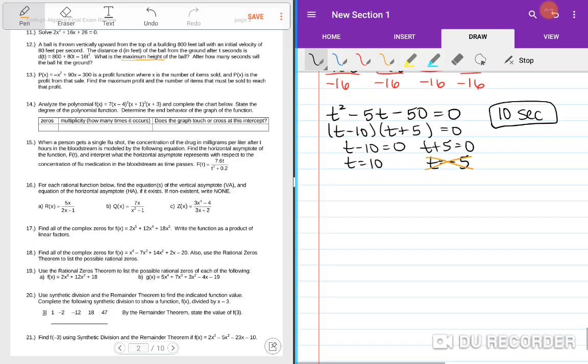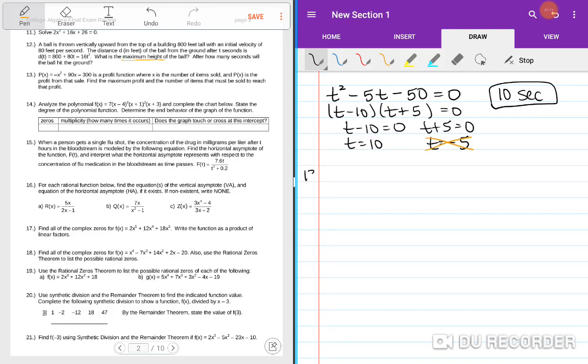Okay, so next one, number 13. P of x equals negative x squared plus 90x minus 300 is a profit function where x is the number of items sold, and p of x is the profit from the sale. Find the maximum profit and the number of items that must be sold to reach that profit. Okay, so maximum profit, again, vertex. So in this case, vertex to find max profit.